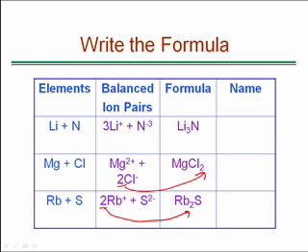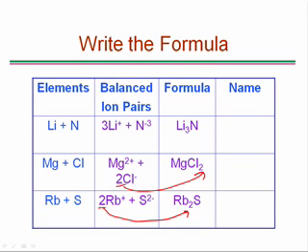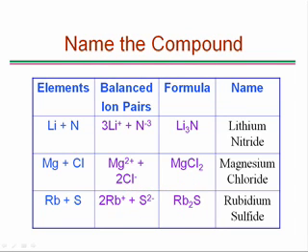Okay, the name, recall, the cation is always said first, and it comes straight from the periodic table. And the anion, the negative charged ion, is the one we change. So lithium nitride, magnesium chloride, and rubidium sulfide. Okay?